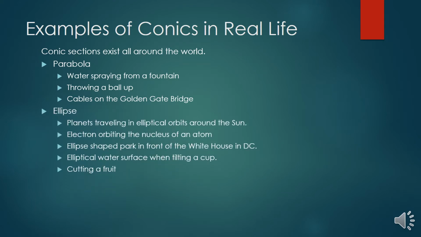Ellipses in real life include planets traveling in elliptical orbits around the sun, electrons orbiting the nucleus of an atom, an ellipse-shaped lawn in front of the White House in DC, the elliptical water surface when tilting a cup, and cutting a fruit.